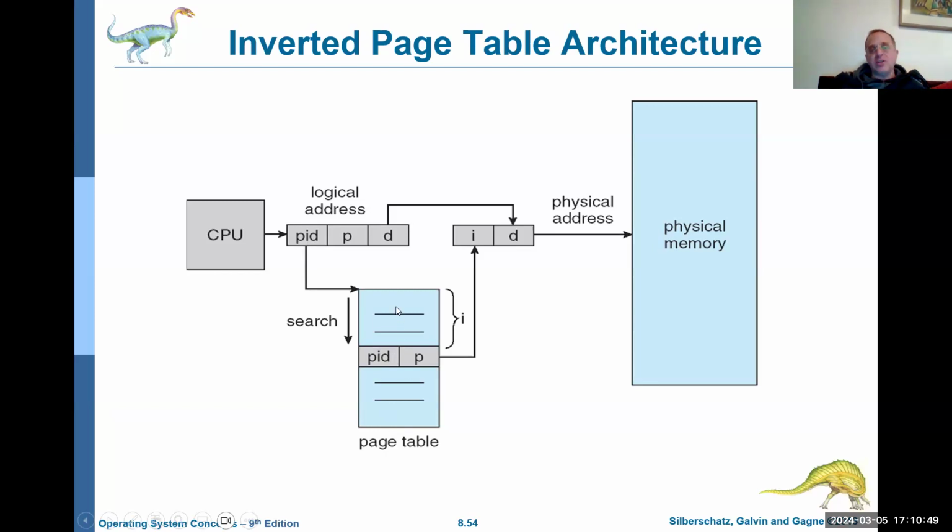First of all, I have just one page table. This is the clever idea of inverted page tables. The clever idea of inverted page tables is that I say like this. Instead of having one page table for every process, I only have one page table in the whole system. So that already saves me a lot of memory, because I don't need to have multiple copies of the page table. I just have one copy of the page table.